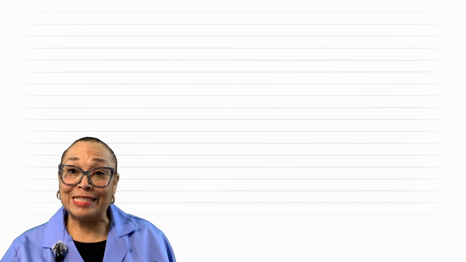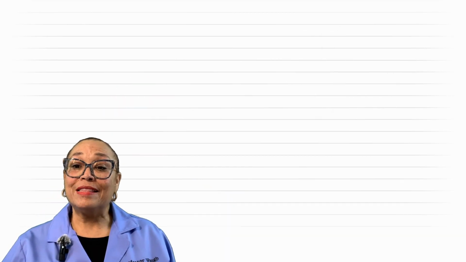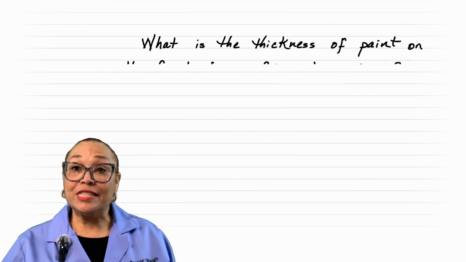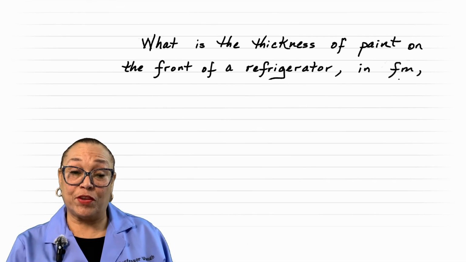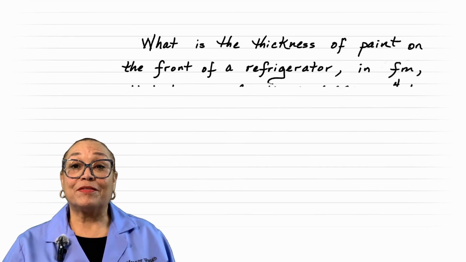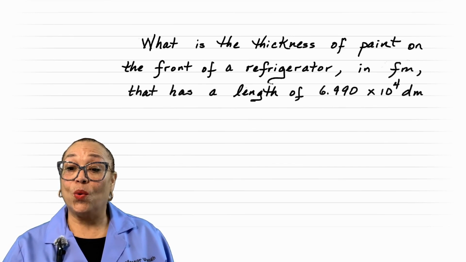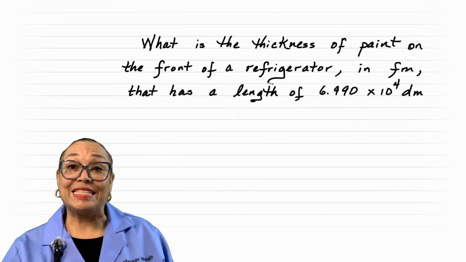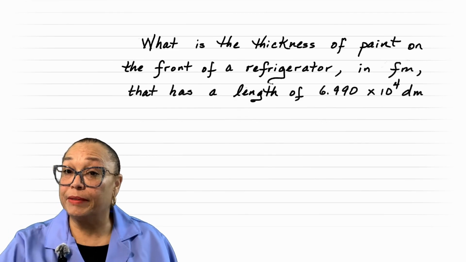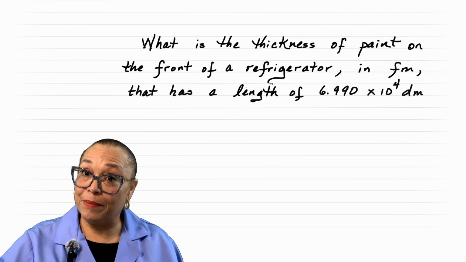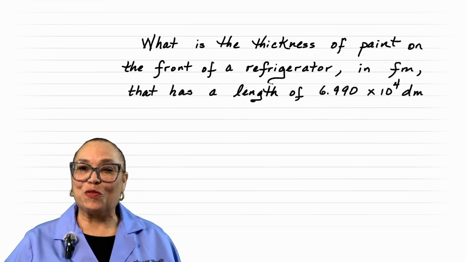All right, students, let's get into it. What is the thickness of paint on the front of a refrigerator in femtometers, that's the FM, that has a length of 6.990 times 10 to the fourth decimeters? Now, that's a stupid number, okay? Don't get mad at me. I just made this up some time ago, and it's good for conversions.